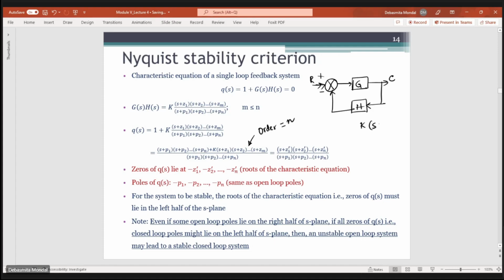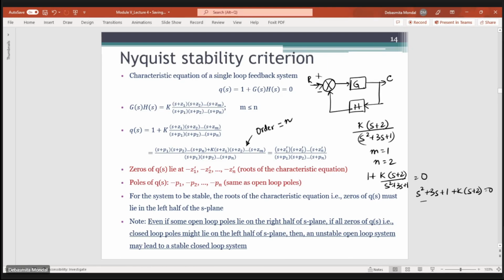it is given by k into s plus 2, and in the denominator you have s square plus 3s plus 1. Okay, so here m is equal to 1 and n is equal to 2, right? Now if you write the corresponding characteristic equation, it would be 1 plus k into s plus 2 by s square plus 3s plus 1 equals 0, or in other terms you can write s square plus 3s plus 1 plus k into s plus 2 equals 0.